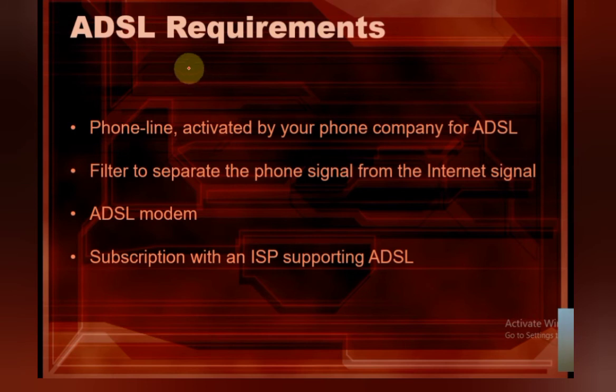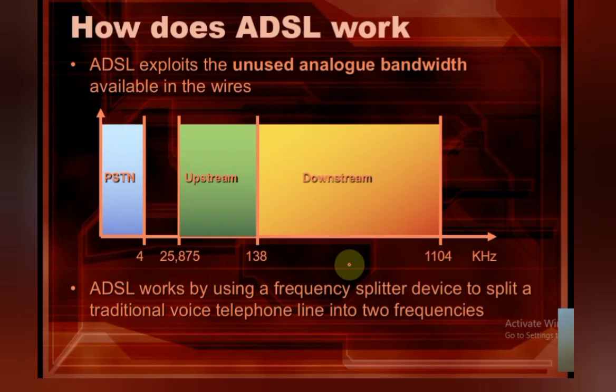The next thing is what ADSL requires, its requirements. The first thing is the pole line. The pole line is very important for ADSL. In order to connect ADSL internet technology to your home, the first thing you have to do is get a pole line, activated by your phone company. The second thing is a filter, which will separate the phone signal from the internet signal. Then the ADSL modem, and a subscription with an ISP supporting ADSL. So how does it work?